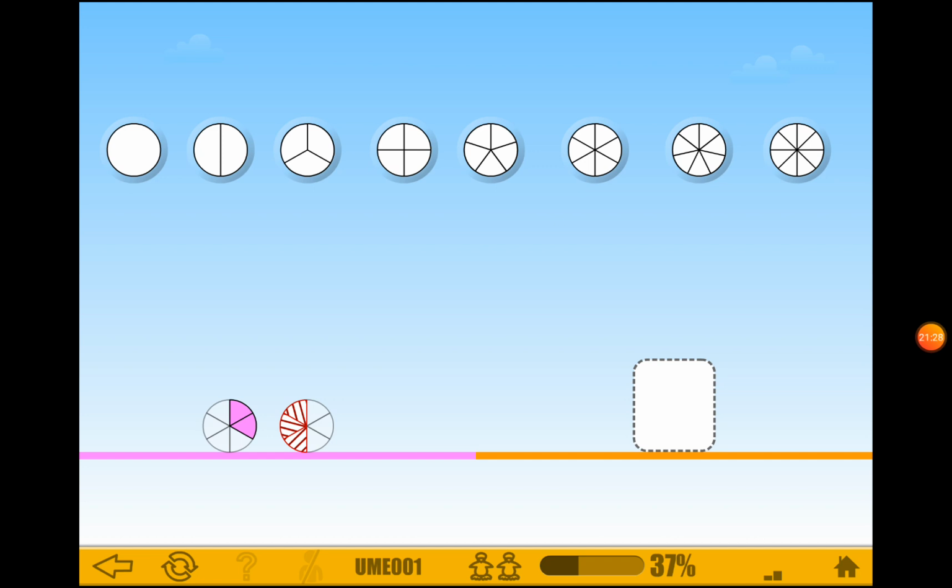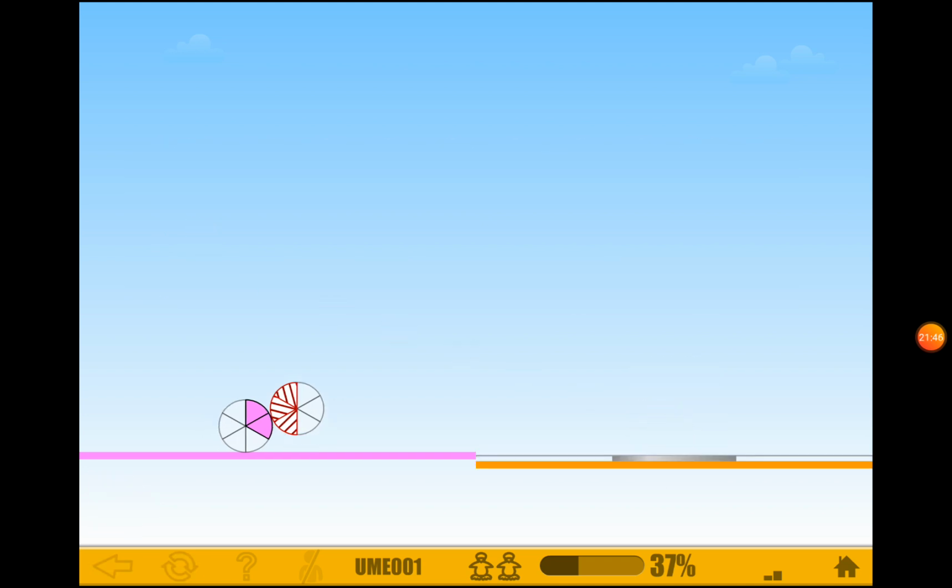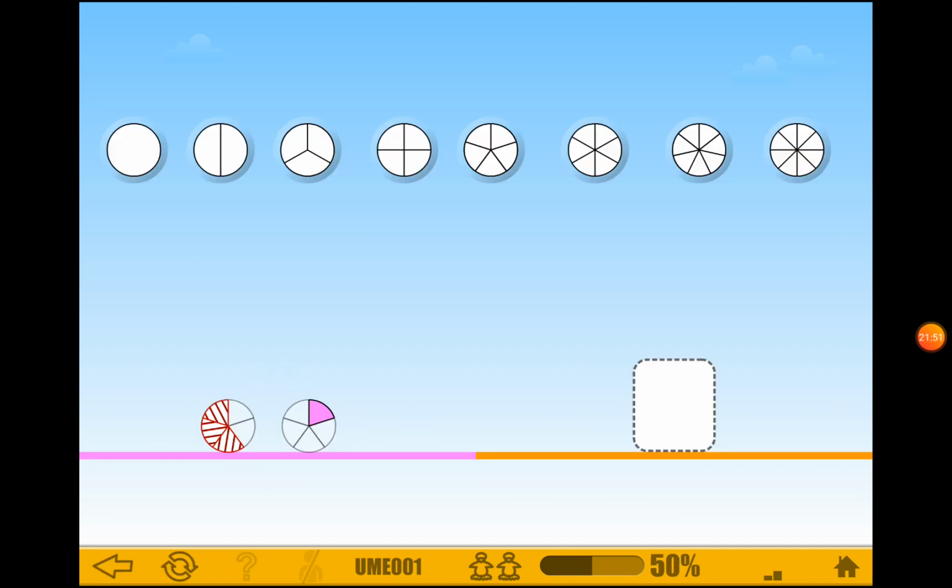So 2/6, which is 1/3. 1/3 minus a half would be negative 1/6. So that would be there. And I'm correct. Okay, so then 3/5. Negative. Wait. Negative 3/5 plus 1/5 would be negative 2/5.